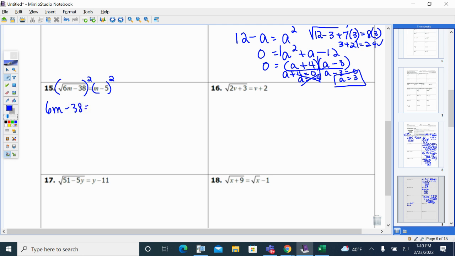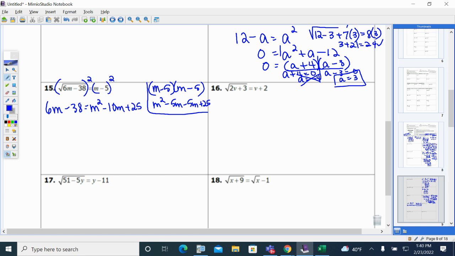Now, this is where students will mess this up. When you square m minus 5, it's m minus 5 times m minus 5. So we have to FOIL. We get m squared minus 5m minus 5m plus 25. So all of that is going to simplify to m squared minus 10m plus 25. So that is where I worked out squaring of m minus 5.